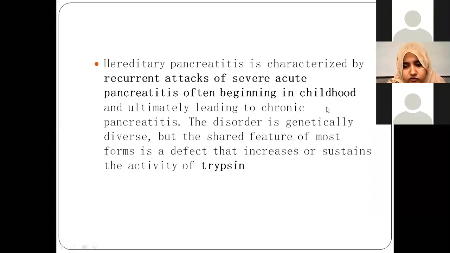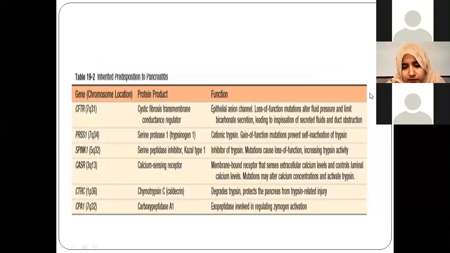The disorder is genetically diverse, but the shared feature of most forms is a defect that increases or sustains the activity of the trypsin. Why? Because सब में आप देखें ज़्यादातर में क्या है, trypsin की activity either inhibit नहीं हो रही या फिर there is gain of function mutation तो trypsin की over activity.